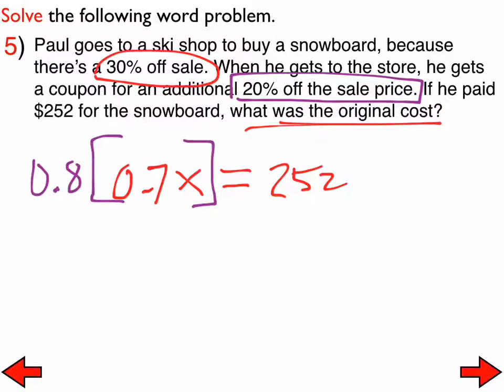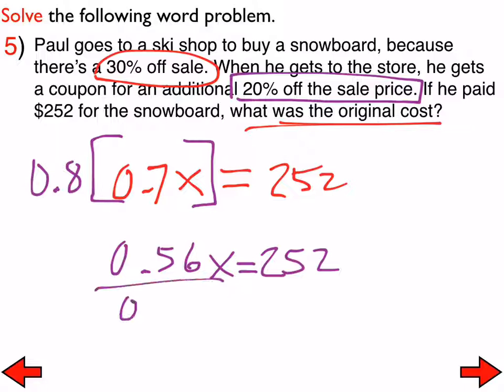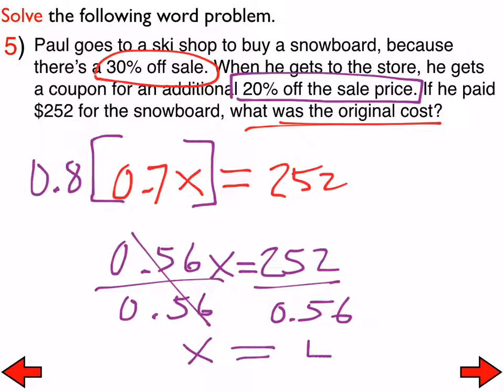All right, let's take a look at what we have here. So we have 0.56x equals 252. We divide both sides by 0.56, and I believe that 252 divided by 0.56 is 450. Is that correct? Yes. And so that means the original cost of the snowboard was $450.